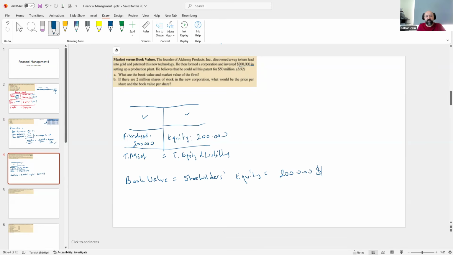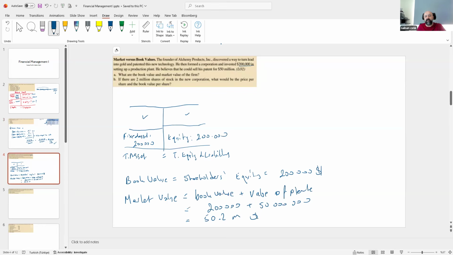So what about market value? Here, the market value of the firm will be equal to book value plus the estimated market value of the patent. So this is going to be the value of the patent, which means $200,000 plus 50 million. From this point, we might write $50.2 million as the market value.